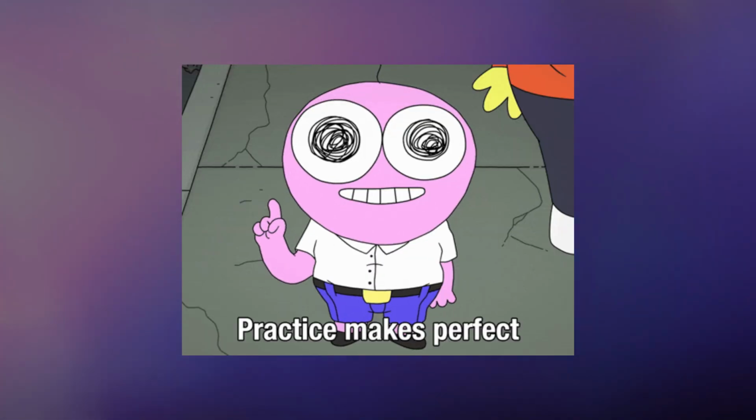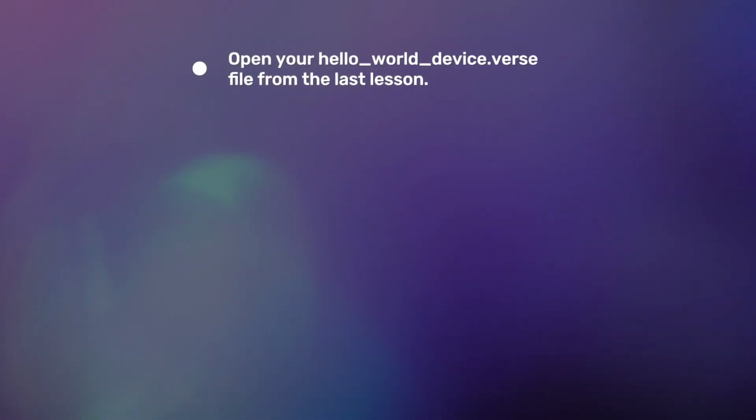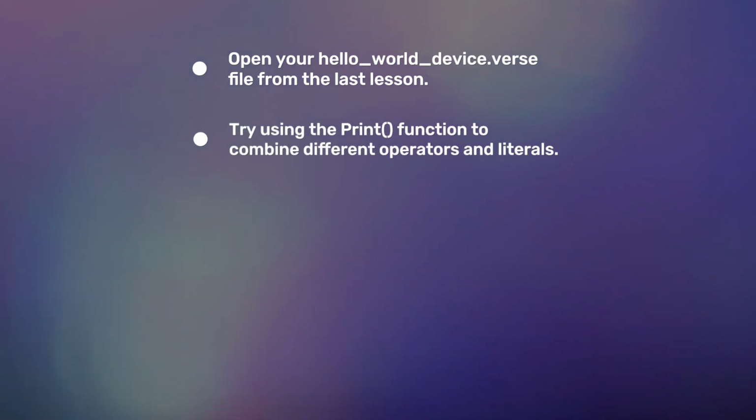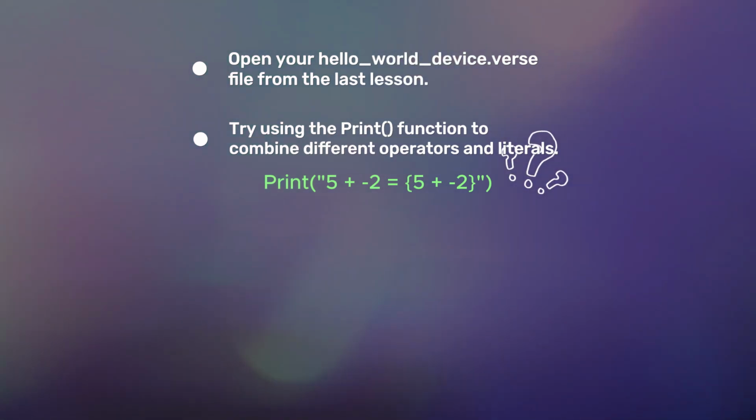Practice time. Ready to write some code? Let's get you hands-on. 1. Open your Hello World device.verse file from the last lesson. 2. Try using the print function to combine different operators and literals. Here's the first line of code you'll test. What will print? Run the line and see if you were right.